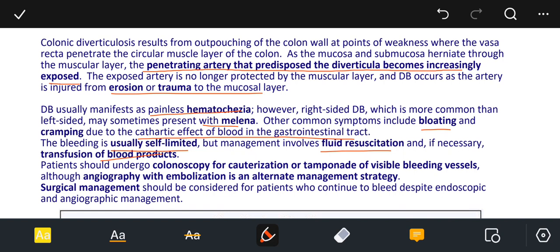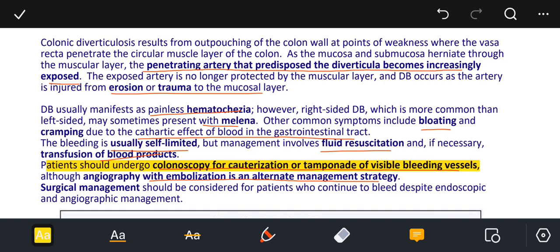Patients should undergo colonoscopy for cauterization or tamponade of visible bleeding vessels, although angiography with embolization is an alternate management strategy. Colonoscopy with cauterization or tamponade of visible vessels is the treatment of choice for diverticular bleeding, but there are some cases in which we cannot identify the point of bleeding because the colon is so filled with blood that colonoscopy cannot identify it.